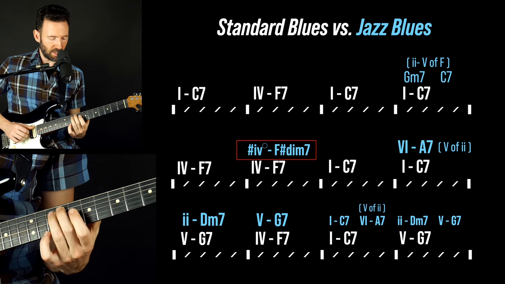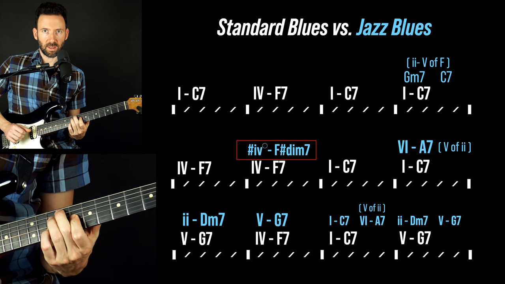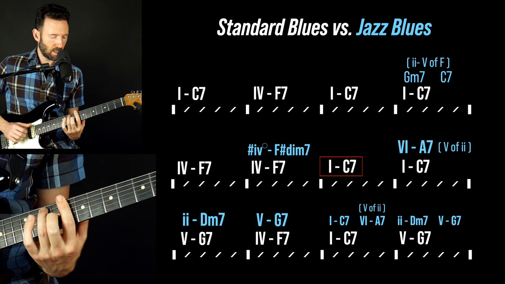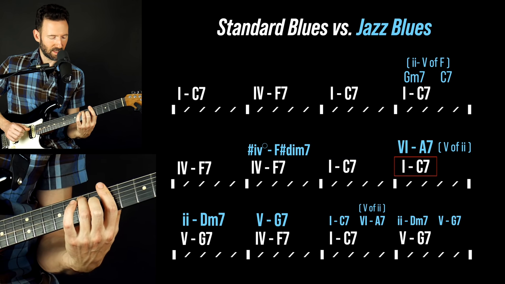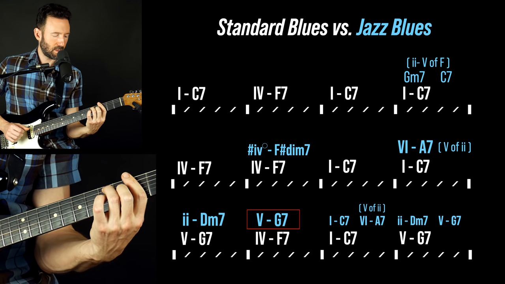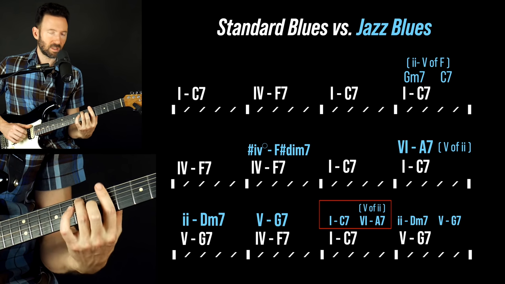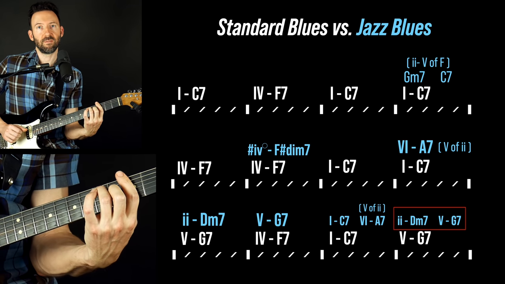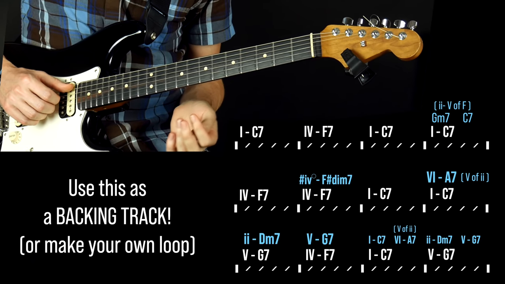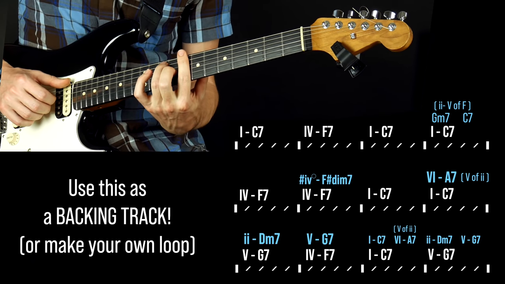Then we go F sharp diminished, like we talked about. And then back to the 1. C, then the 6, then the 2, then the 5, then we'll go 1, 6, 2, 5. So here's how this will sound. 1, 2, 3, 4.